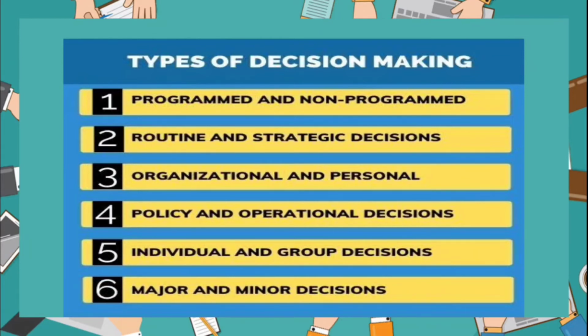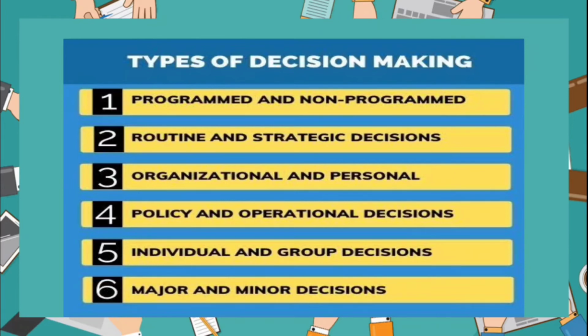Policy decisions are usually the decisions which impact the entire organization and the business policy, and usually they are strategic in nature and long-term decisions, whereas operational decisions are short-term decisions which are taken usually for a short span of time. The fifth type is individual versus group decision.